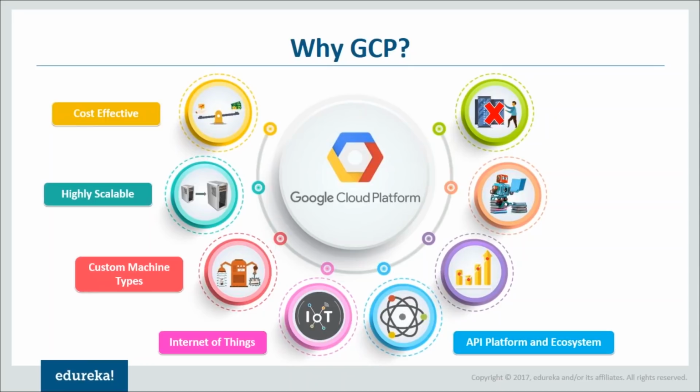Now coming to API platform and ecosystem. GCP's cross-cloud API platform enables businesses to unlock the value of data, deliver modern applications and powerful ecosystems. Coming on to big data analytics, GCP provides fully managed data warehousing, batch and stream processing, data exploration with added Hadoop and Spark specific configuration and reliable messaging.